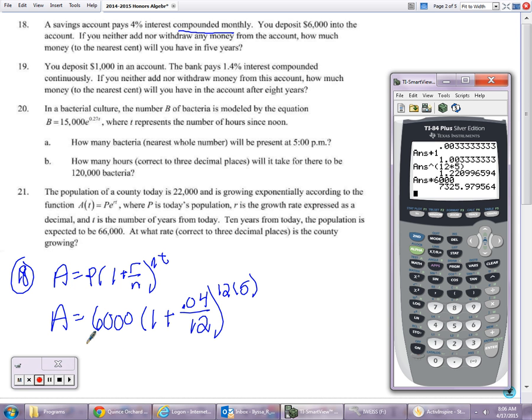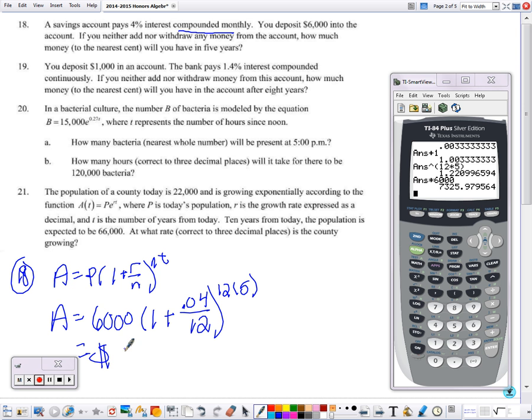And because it's money, we're going to go to the nearest cents. That's $7,325.98.